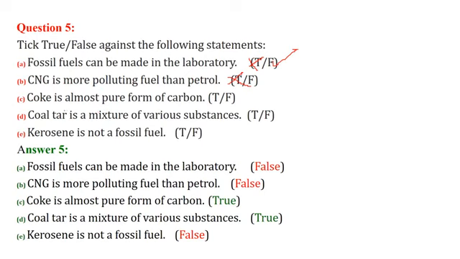Coke is an almost pure form of carbon. This is true. Coal tar is a mixture of various substances. Yes, this is also true. Kerosene is not a fossil fuel. This is false.